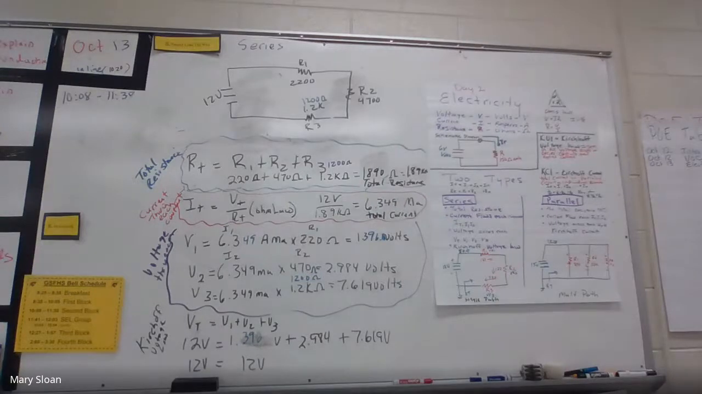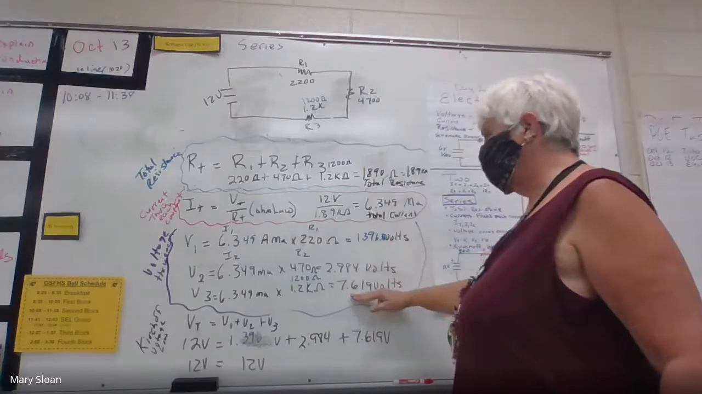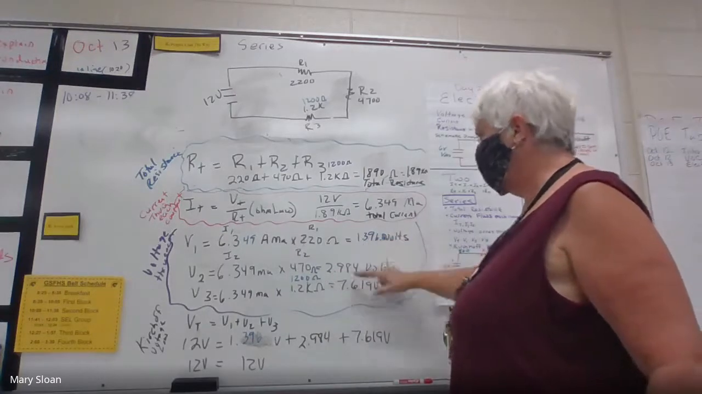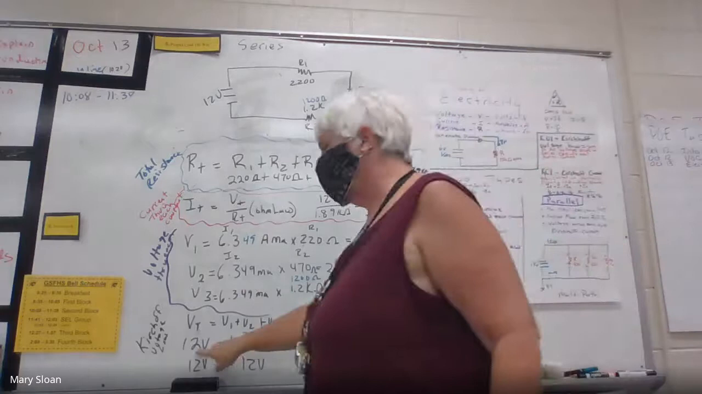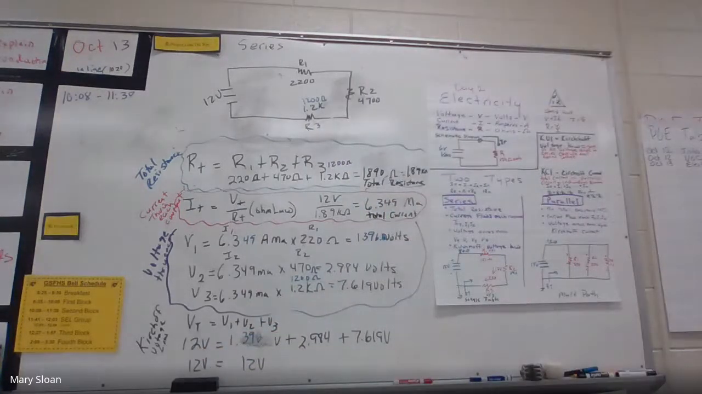What do you get? Wait, what? So what I did is I took this number, multiplied it by this, added each one. This plus this should equal 12 volts. Plus 2.984. I've been tapping my calculator wrong. It's okay. 7.619. And if you add those together, it should be very, very close to 12 volts.